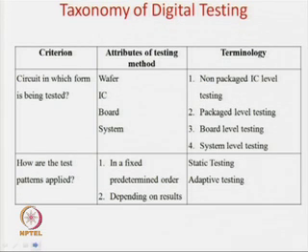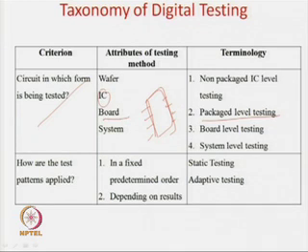Now, the third criterion is in which form it is tested. I think we have all seen an IC, a black chip with some pins here and there. The circuit has been fabricated and now you want to test it. This is called package level testing. The circuit has been packaged and you want to do the testing. I will tell you about the wafer later.